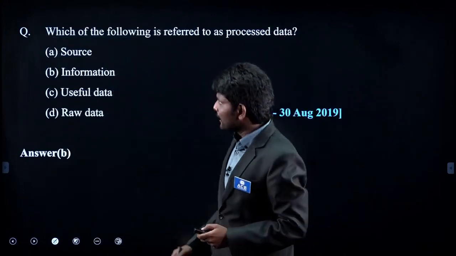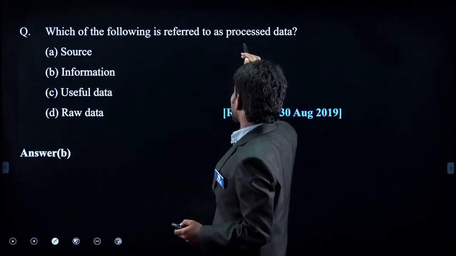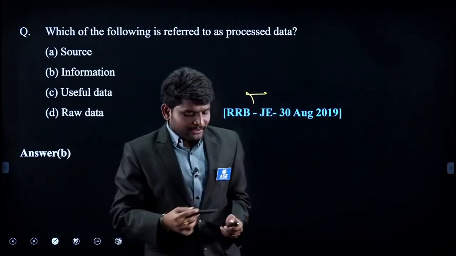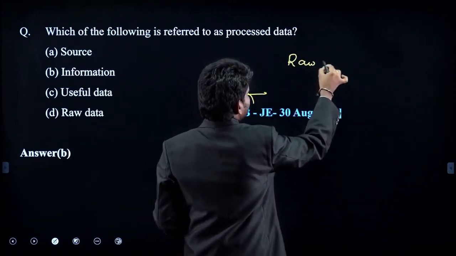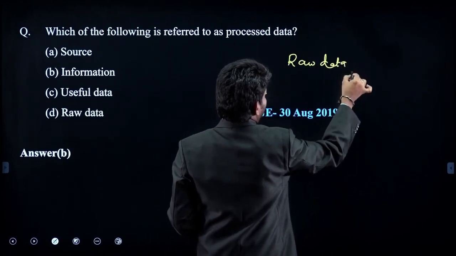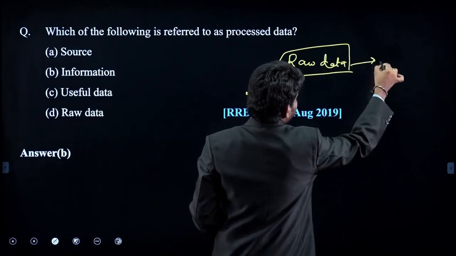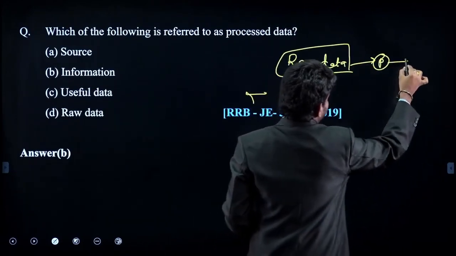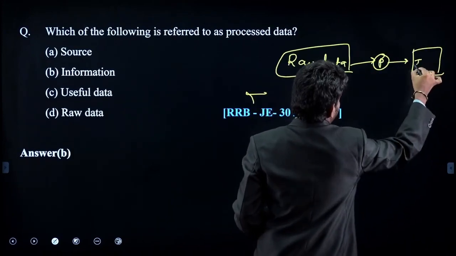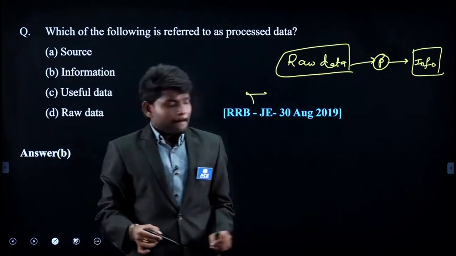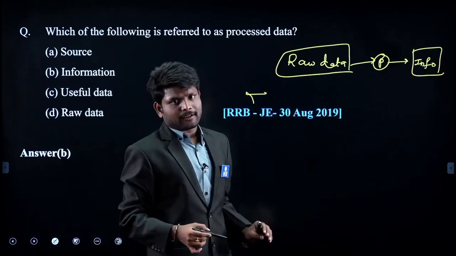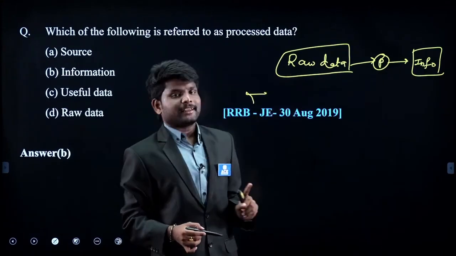Fine? Then, which of the following is referred to as processed data? While solving the first question, I have already shown you, we collect the raw data, right? And we process the raw data to create some information. This is the definition I have told you. So what is the concept here? Before processing, it is called raw data. After processing, raw data is called information.